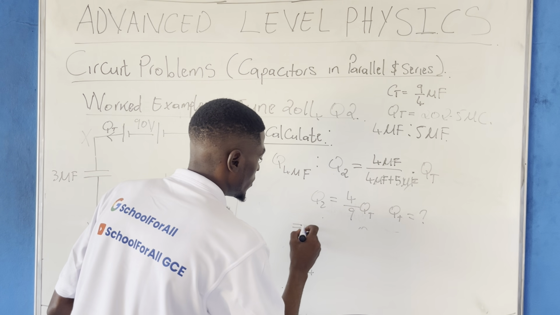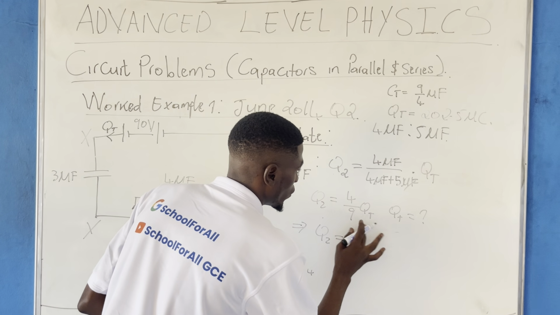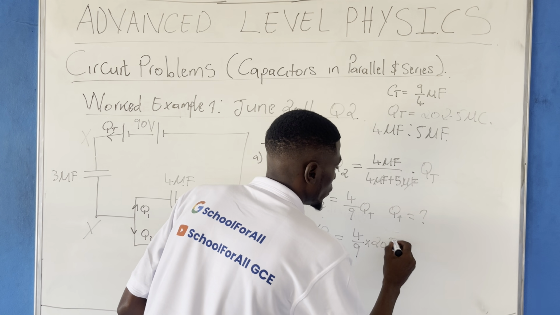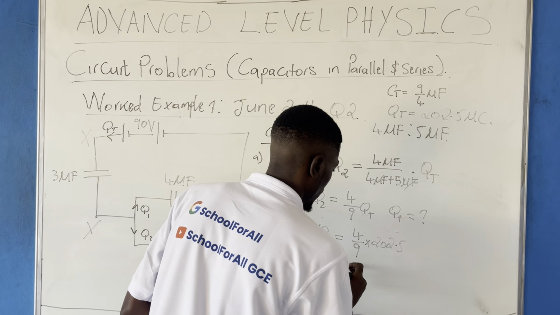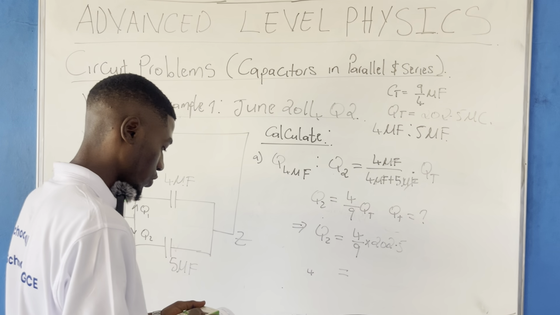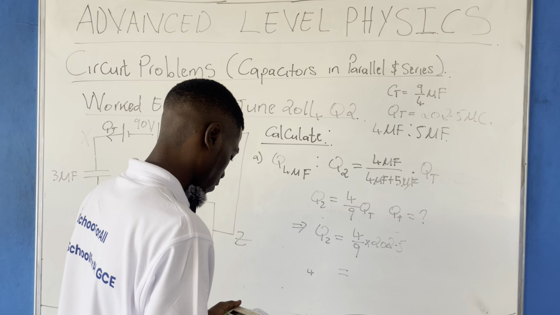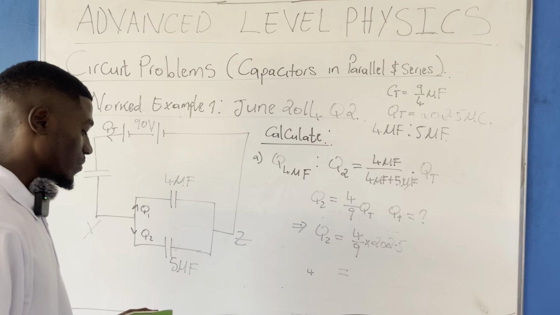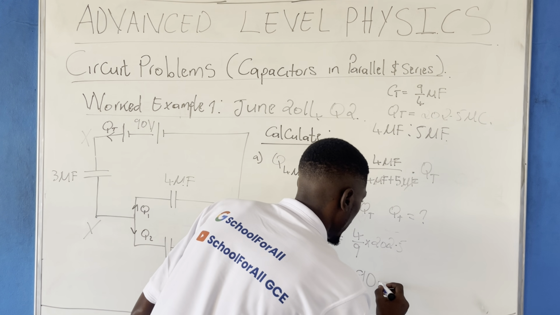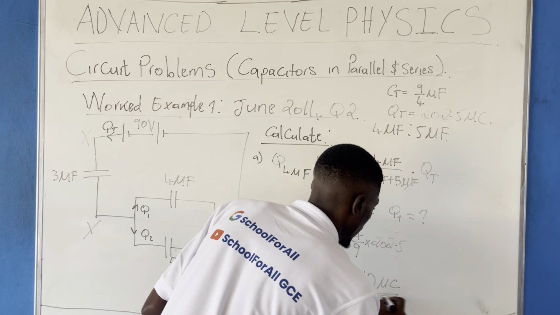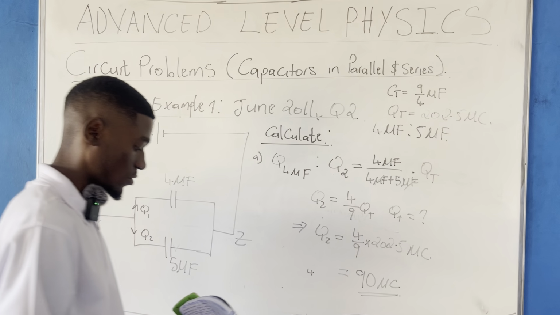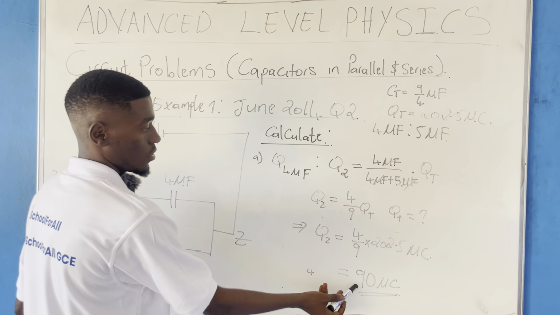So this implies Q2 is simply equal to 4 all over 9 times 202.5. So Q2 will be simply equal to, let us sponge, 202.5 times 4 divided by 9. So it's simply equal to 90 microcoulombs. That is the answer. Don't forget here is microcoulombs, making the answer here 90 microcoulombs. So that is it, as simple as that.